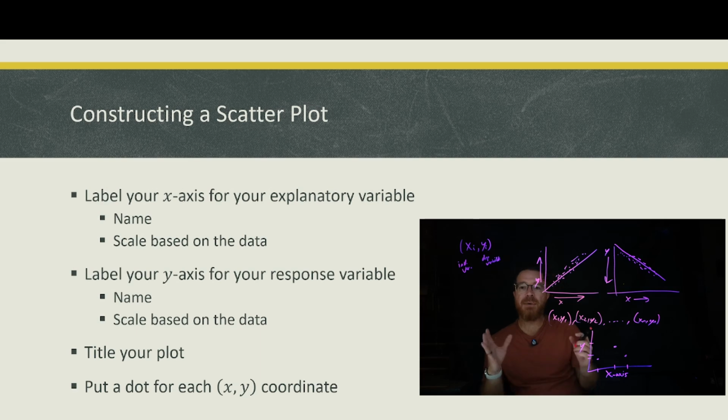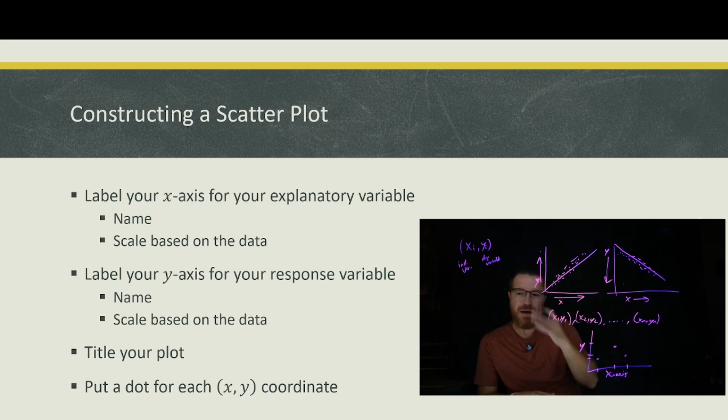So now, let's talk about how we construct our scatter plot. So the first thing we're going to do is label your x-axis, whatever your explanatory variable represents. This could be the height of people that you meet on the street. It could be the amount of time you're waiting between eruptions for Old Faithful at Yellowstone National Park. And then you're going to want to scale this based on your data.